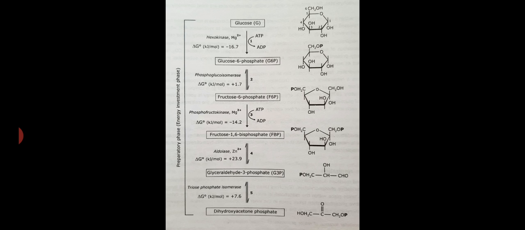Step 3 is again a phosphorylation reaction where fructose 6-phosphate is phosphorylated by ATP to produce fructose 1,6-bisphosphate. This is also an irreversible reaction and is catalyzed by an allosteric enzyme, phosphofructokinase 1.